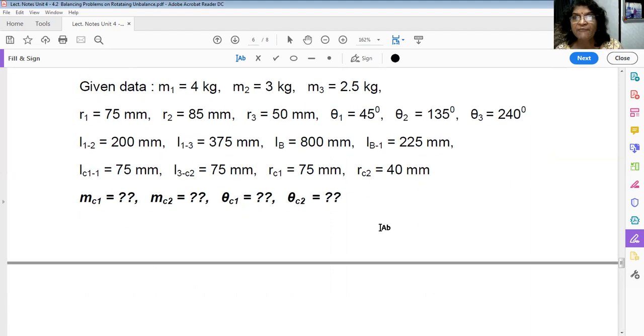And what is unknown? We have to determine MC1, MC2, theta C1, theta C2. Understood? That means the unbalanced masses, whatever masses we have to provide to balance the system, and at what angle, their angular positions.